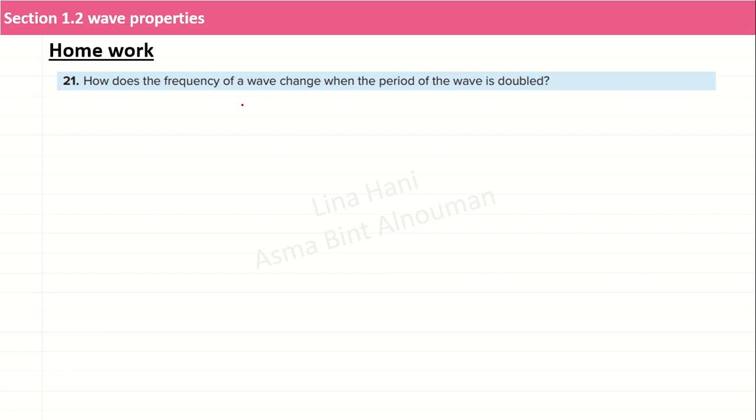First of all, we need to choose the equation that links between the frequency and the period. And obviously, this is the one. The frequency equals the reciprocal of the period. Now we create two equations, one for the old conditions and one with the new conditions. Now I can see that the new period relative to the old one is twice. The new period is twice the old period.